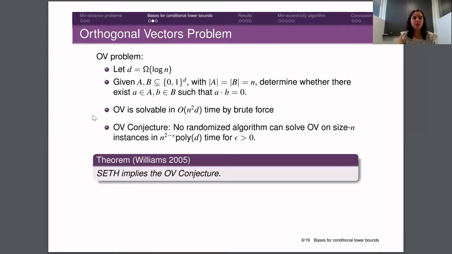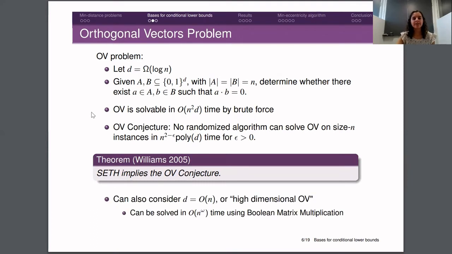And this OV conjecture is actually implied by SETH, the strong exponential time hypothesis, which is a popular conjecture about the runtime complexity of satisfiability. So if you believe SETH, then you also believe the orthogonal vectors conjecture. And if you don't believe SETH, you might still believe the orthogonal vectors conjecture.